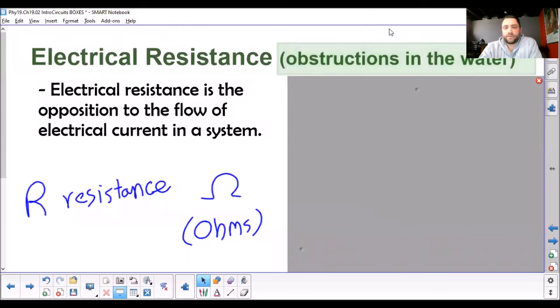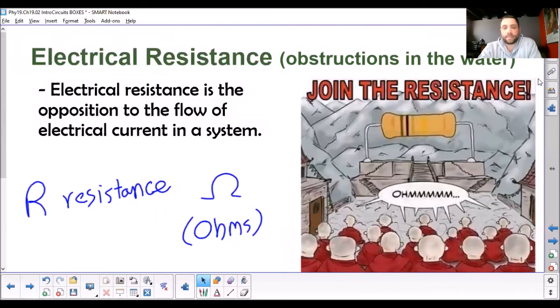If you think of resistance in terms of water, it's like obstructions in the water, things that are slowing down the flow of water. And this is just a silly thing that helps remember what it is. R is for resistance, and we measure it in ohms. So if that helps you, great. R is for resistance, and this funky horseshoe shape is the unit, ohms.